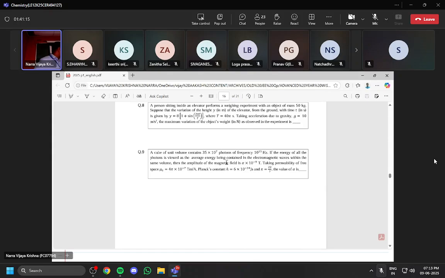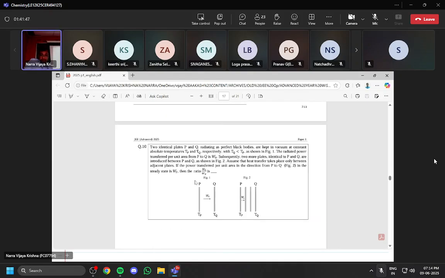Then amplitude A, taking permittivity of free space as mu naught, Planck's constant as this much, pi value. Then find that alpha. They want to find the amplitude. By using energy, you need to find amplitude. How? Energy versus amplitude relation. Right. Better. This one.